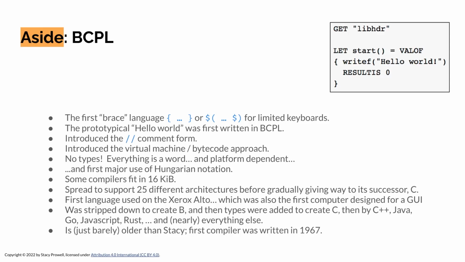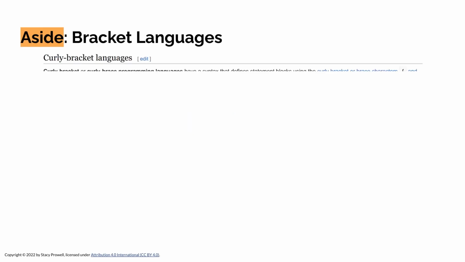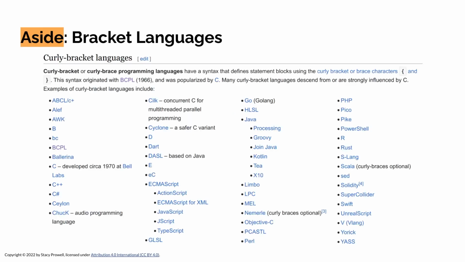It was stripped down to create B, and then types were added to create C, and then objects were created to make C++, and then chaos was added to create Java, and then it was simplified to Go, etc. It is just barely older than I am. The first compiler for it was written in 1967. And bracket languages are everywhere now. There's a ton of them. Syntax originated with BCPL and was popularized in C, and there's a lot of bracket languages.